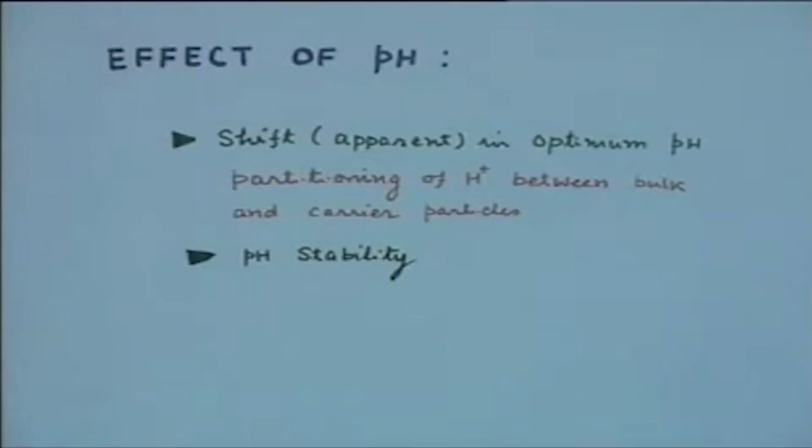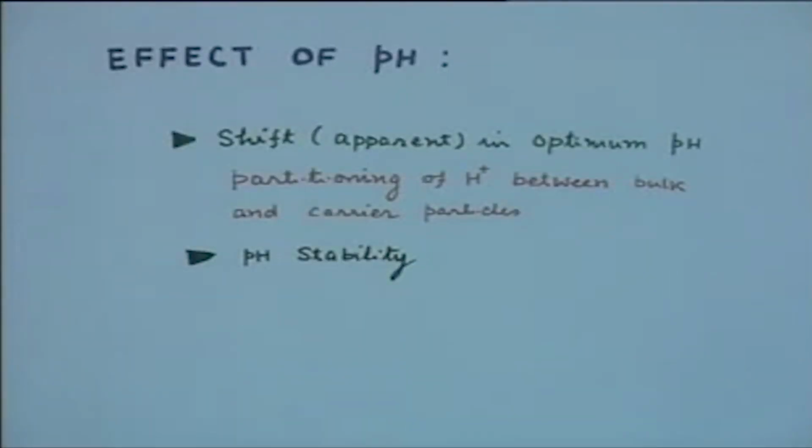Hydrogen ion concentration is more in the carrier, so there will be an apparent shift in the pH optimum, because we are not measuring the pH in the carrier particle, we are measuring the bulk pH. So even at a higher bulk pH, at the enzyme's reactive site the pH will be lower, and so it is almost like an apparent shift in the optimum pH on the alkaline side. The reverse is true if you take a polycationic carrier, and the shift will be on the acidic side. Now the second effect of pH is on pH stability.